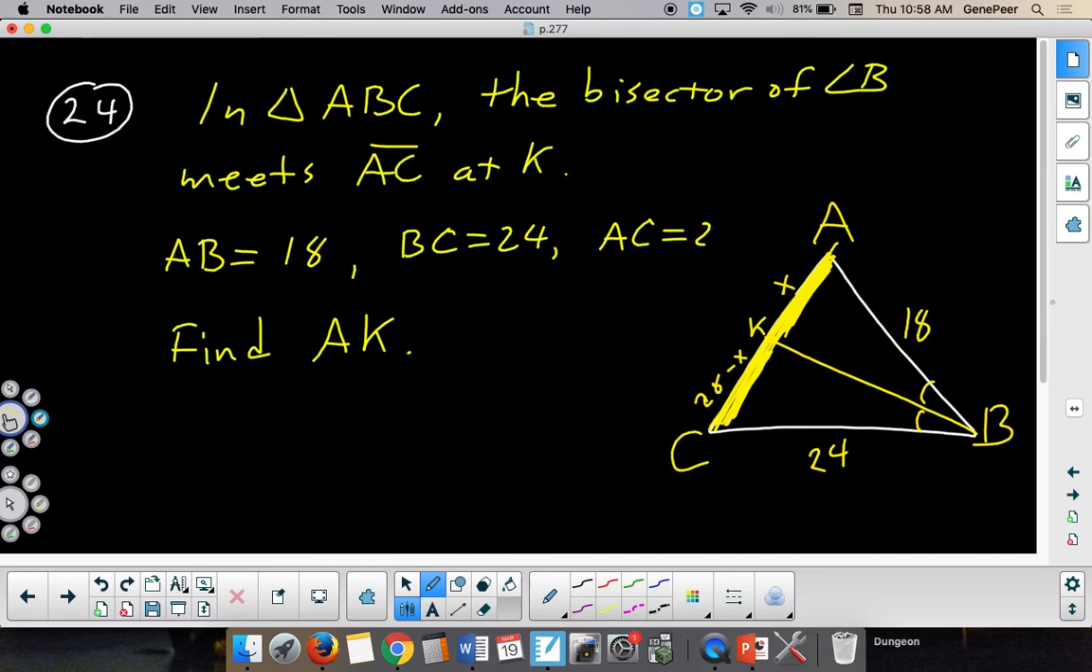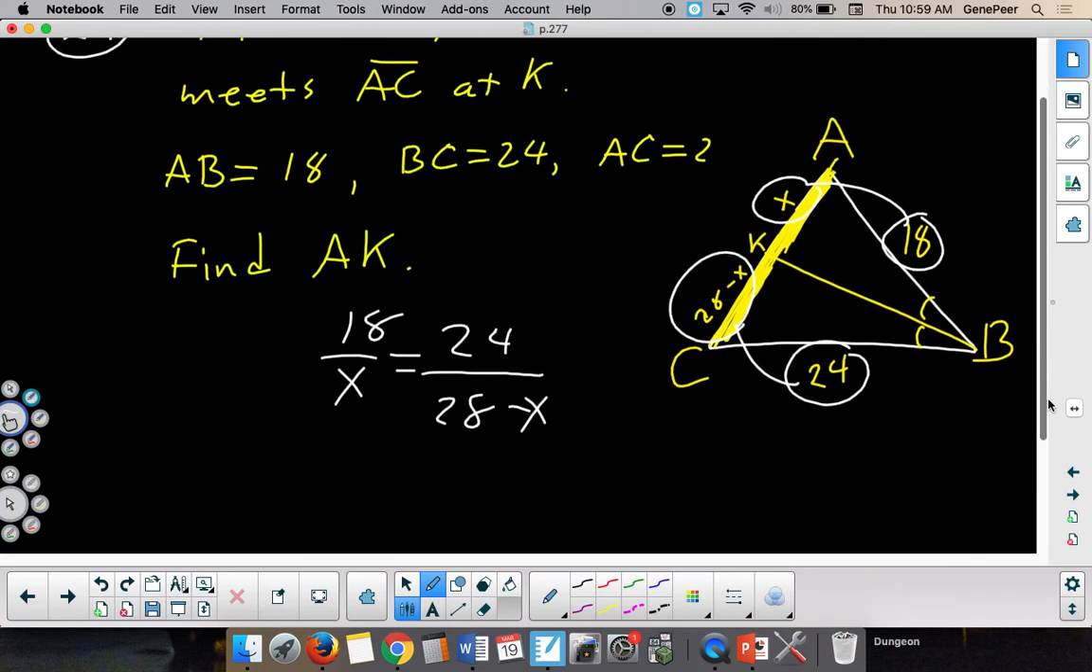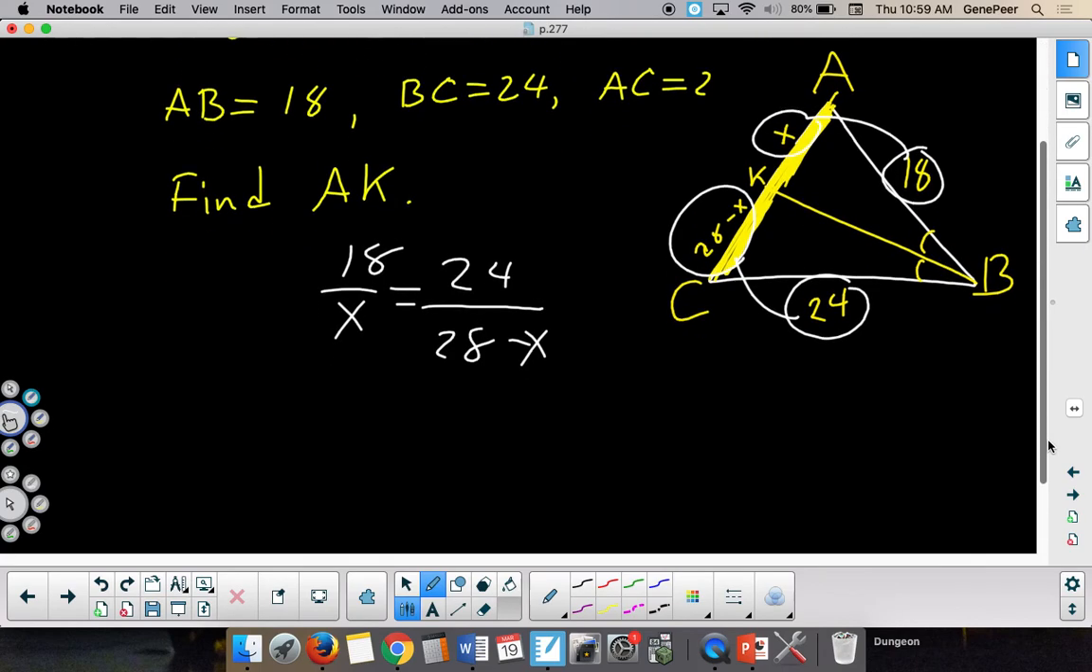So we can now write our proportion, which says what? 18 over x equals 24 over 28 minus x. And from there, this is one of those cases where we can use the theorem very nicely.